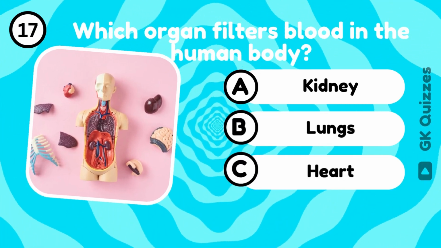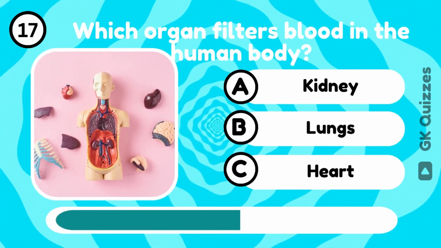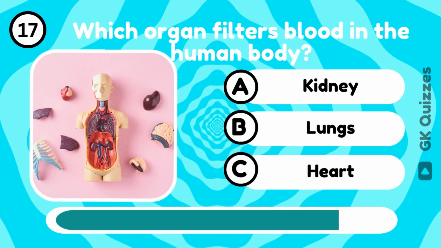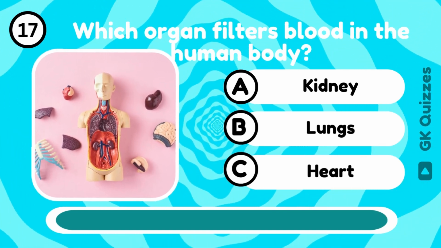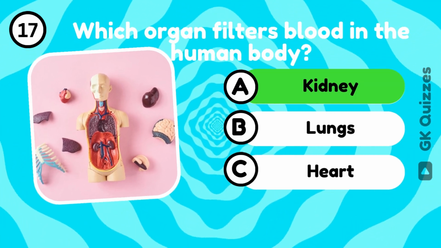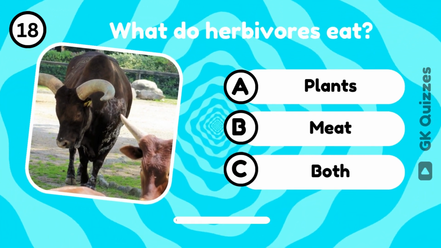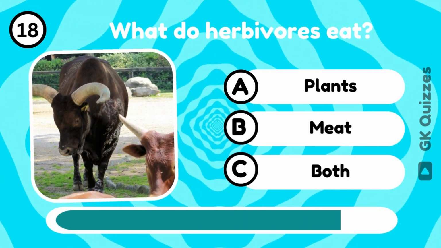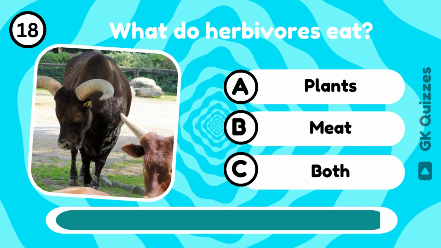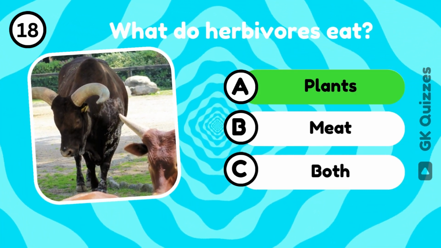Which organ filters blood in the human body? Kidney, lungs, or heart? The correct is kidney. What do herbivores eat? Plants, meat, or both? The correct is plants.